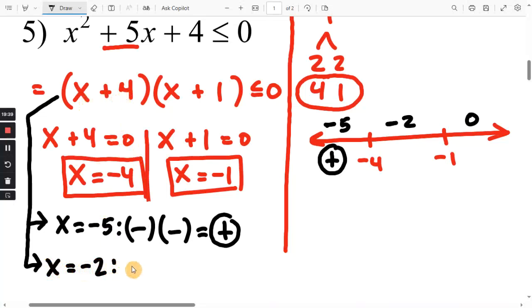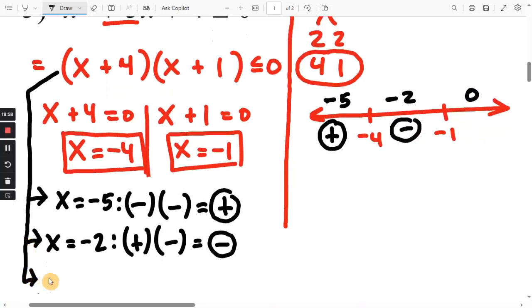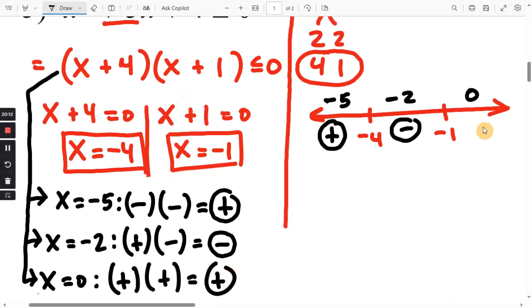-2 plus 4 is positive. -2 plus 1 is negative. Positive times negative is negative. So this section in here is negative. And the last section, we can try a 0. Zero plus 4 is positive. 0 plus 1 is positive. Positive times positive is positive.